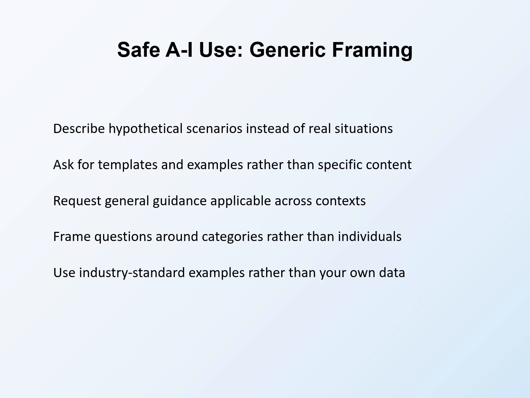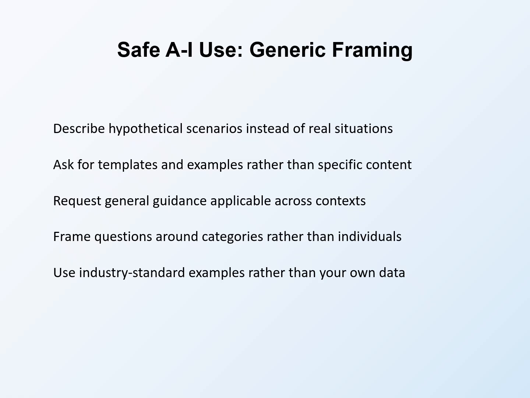Request templates and examples rather than asking AI to generate your specific content. A template for a budget justification or a general example of writing about program outcomes gives you useful structure without requiring you to share confidential details. Ask for general guidance applicable across contexts. Instead of seeking advice about your specific funder relationship, ask about common strategies for funder communication. Frame questions around categories and types rather than individuals.